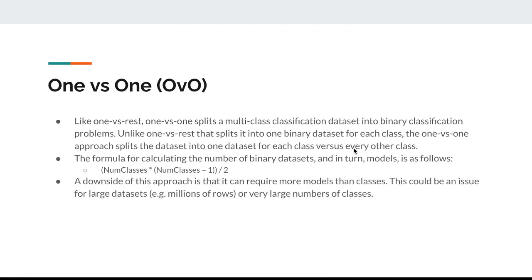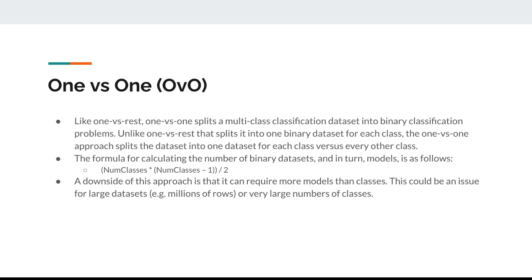But with one versus one, we could have a lot more binary classification algorithms than we actually do have classes. So the formula for calculating the number of binary datasets is number of classes times number of classes minus 1 over 2, or n times n minus 1 over 2.